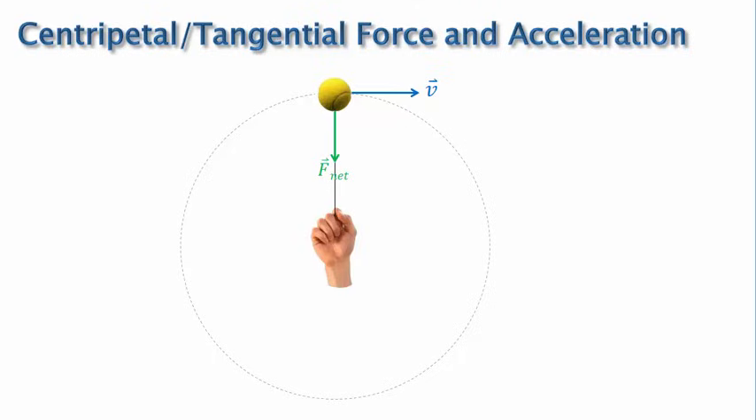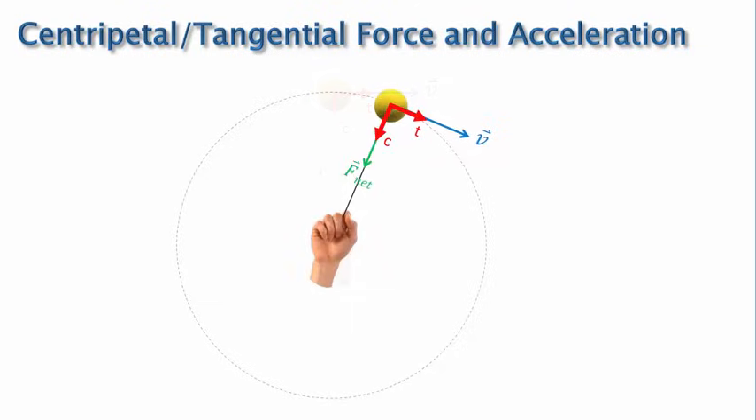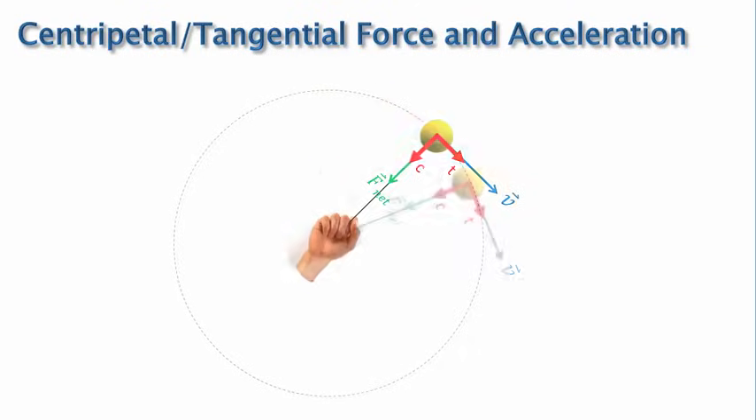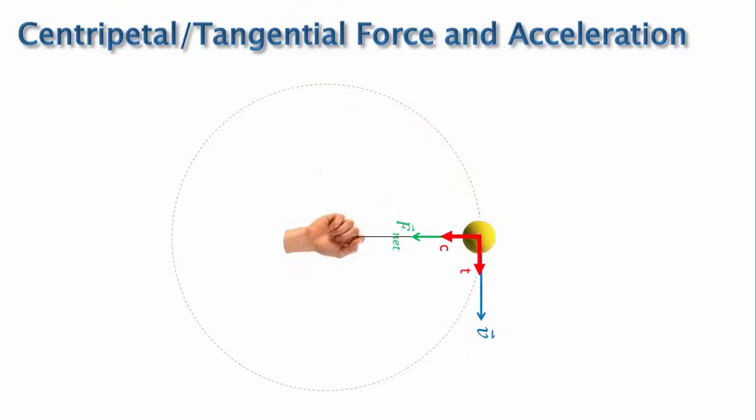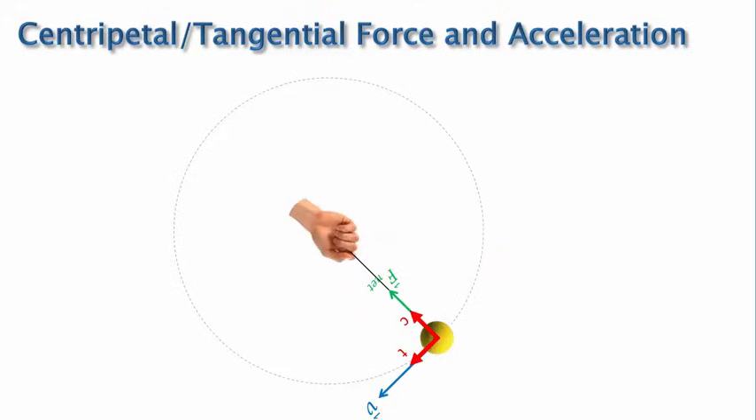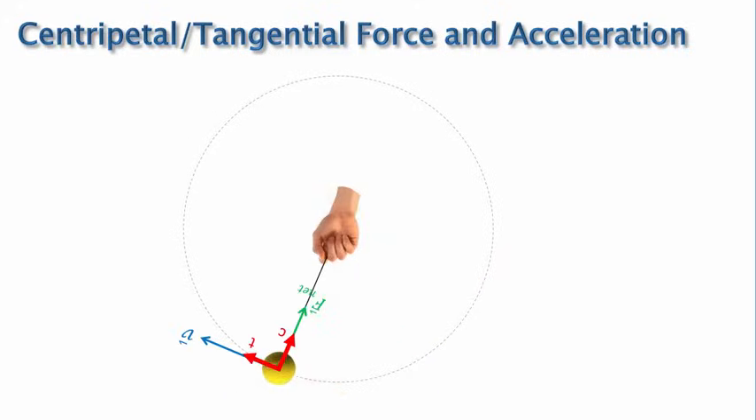Now let's apply the coordinate scheme. The positive tangential axis is here, pointing in the direction of the velocity, and the positive centripetal axis is here, pointing toward the center of the circular path. Now as the ball goes around the circular path, all of the vectors and the coordinate scheme will rotate with it like this. And we keep going around, and notice we just keep rotating the tangential and centripetal axes all the way around.